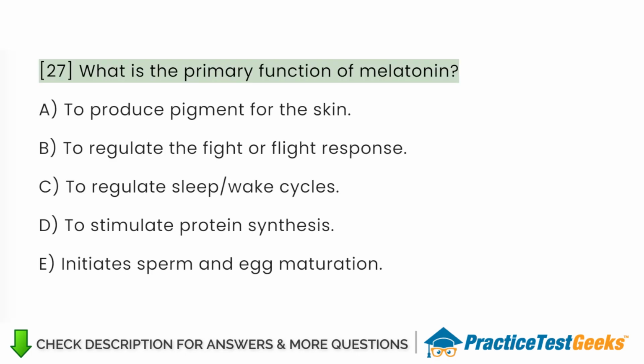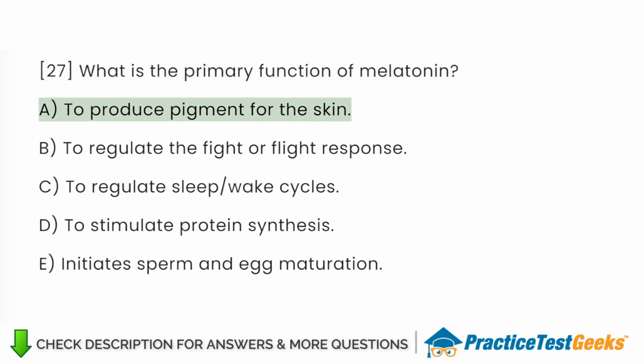What is the primary function of melatonin? A. To produce pigment for the skin, B. To regulate the fight or flight response, C. To regulate sleep-wake cycles, D. To stimulate protein synthesis, E. Initiates sperm and egg maturation.